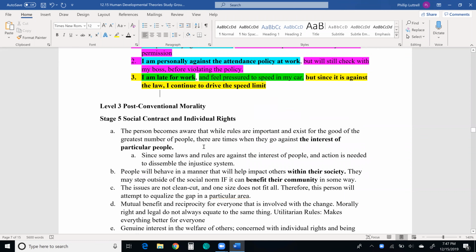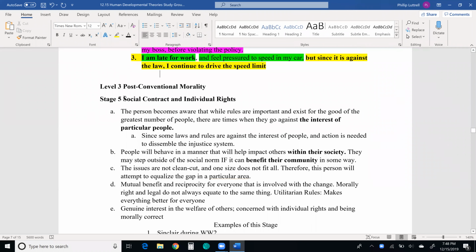Level 3, post-conventional morality. This is beyond, post meaning after, what is conventional, because very few people are going to get to stage 5 and 6. And as I go through it, y'all are going to understand why. So stage 5 is a social contract for individual rights. So you have a social contract in your mind to uphold the individual rights of people in some way.